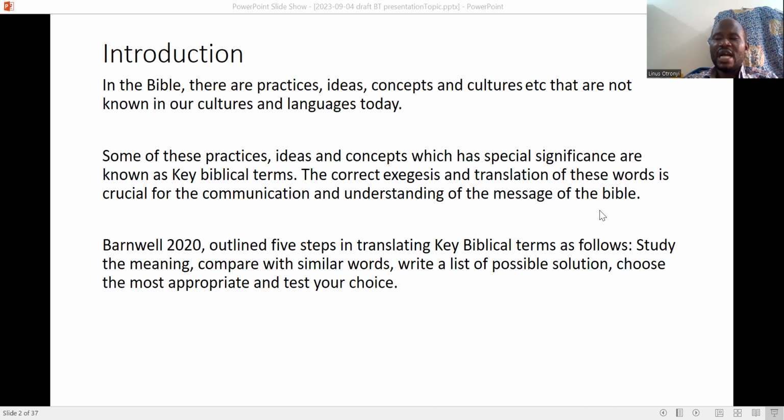Banwell 2020 outlined 5 steps in translating key biblical terms as follows. 1. Study the meaning of the term. 2. Compare with similar words. 3. Write a list of possible solutions. 4. Choose the most appropriate. And 5. Test your choice.